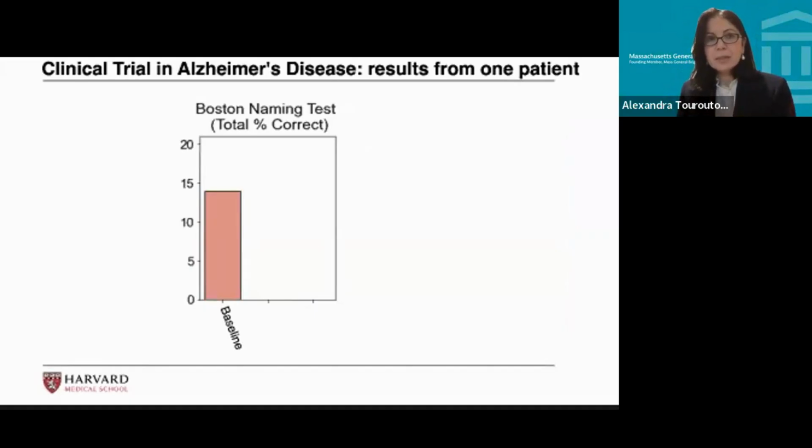This is a patient with a typical form of Alzheimer's disease. It was a patient that came to the clinic that had Alzheimer's disease. He had language impairments. So his main symptom was he could not remember words. So when he came to the clinic, this is how his performance looked like in a standardized test of naming.